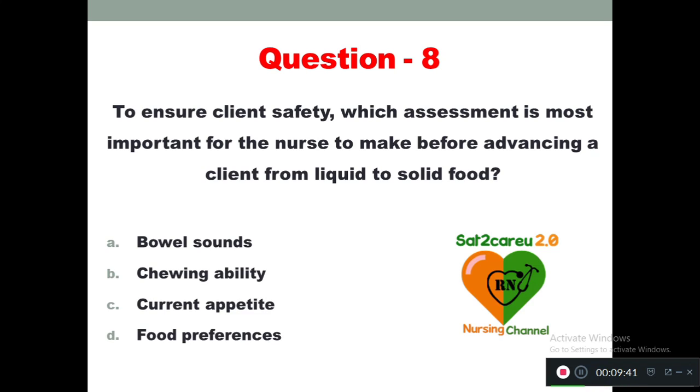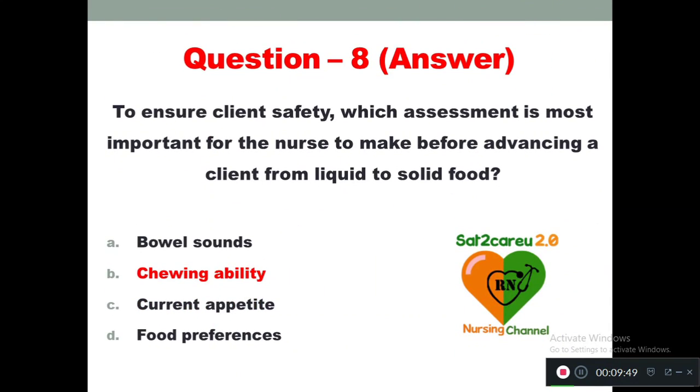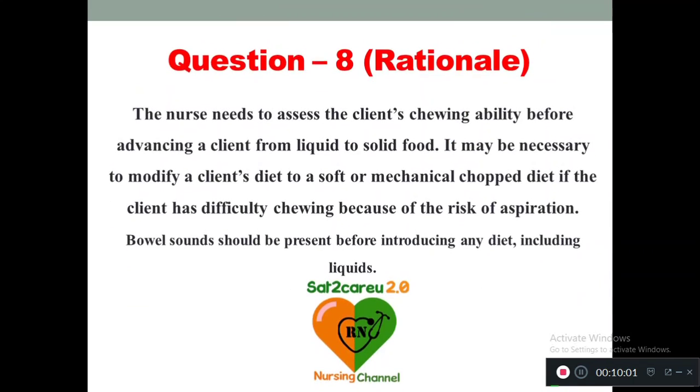We all know very well, before proceeding from a liquid diet to solid food, the nurse should check the client's chewing ability. Also, bowel sounds are very important. Once the bowel sounds are present, only then do we start the liquid food. So here it does not get the priority. Chewing ability gets the priority.